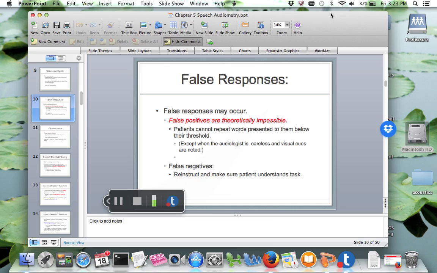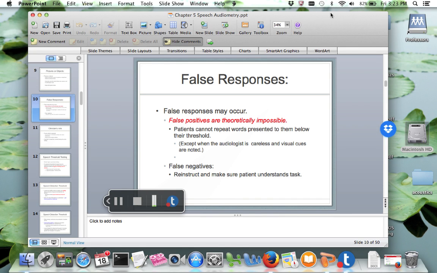Now, there are still false responses to consider, but false positives are theoretically impossible. Basically, if the audiologist isn't saying a word, then there's no reason for the patient to say a word. It would be odd, right? If we're just both sitting there quietly and I'm at my audiometer and the patient is across from me, and the patient blurts out, ball, that would be a false positive, but that's not going to happen because I didn't say anything. I didn't say the word ball or say the word hot dog.